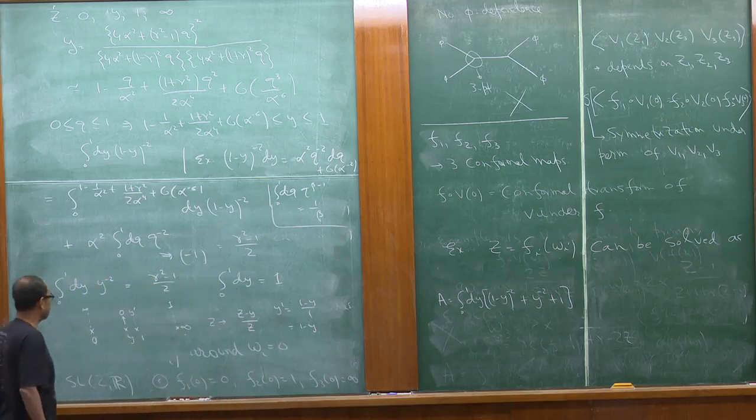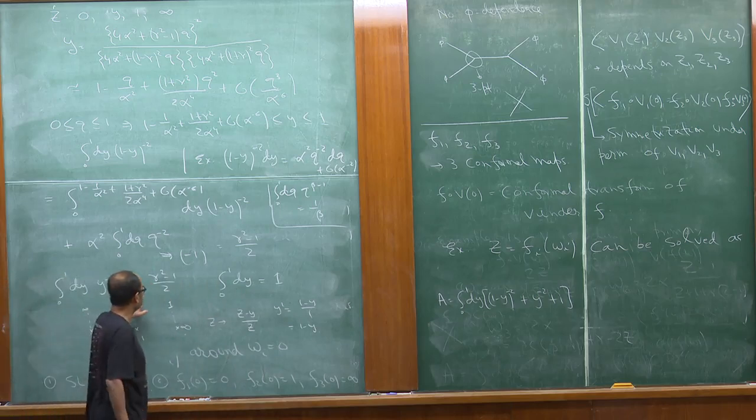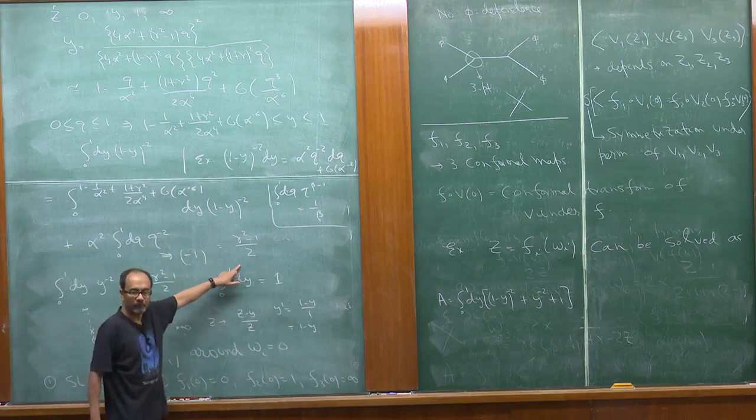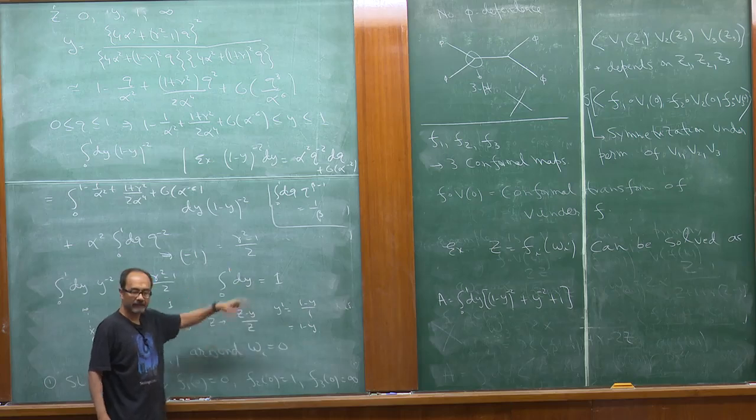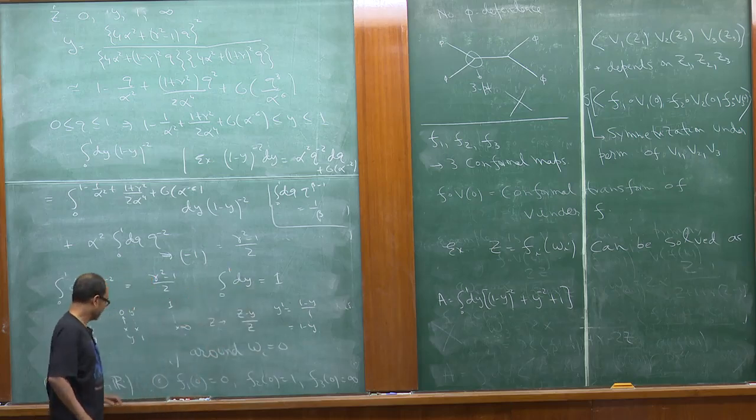Okay, but now let us add them up. So gamma square minus 1 by 2, gamma square minus 1 by 2 and 1. So the sum is gamma square.